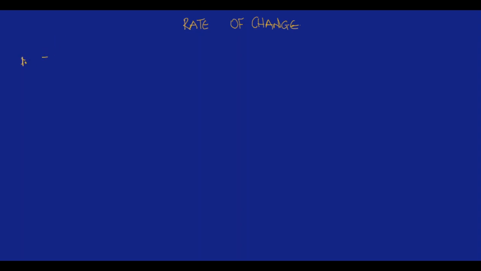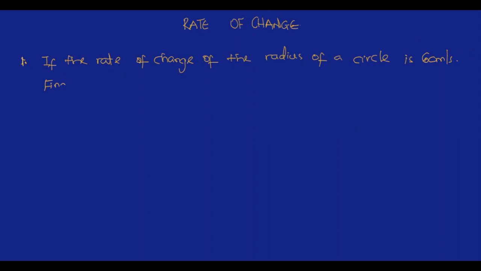So the first question says that if the rate of change of the radius of a circle is 6 centimeters per second, find the rate of change of area of the circle when r is equal to 2 centimeters.